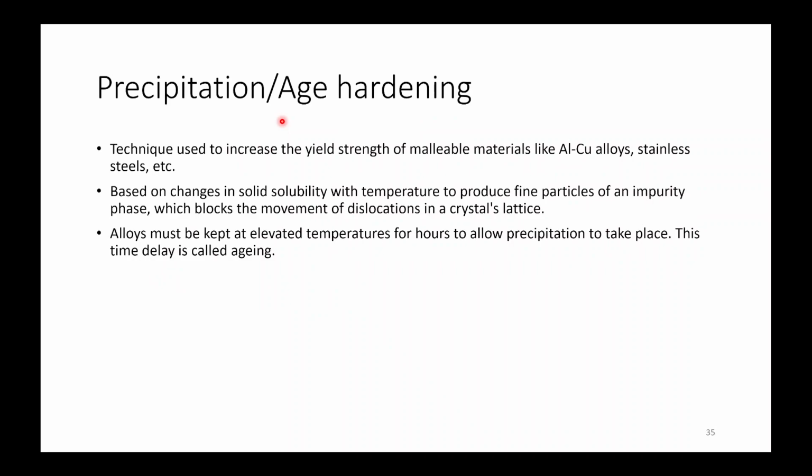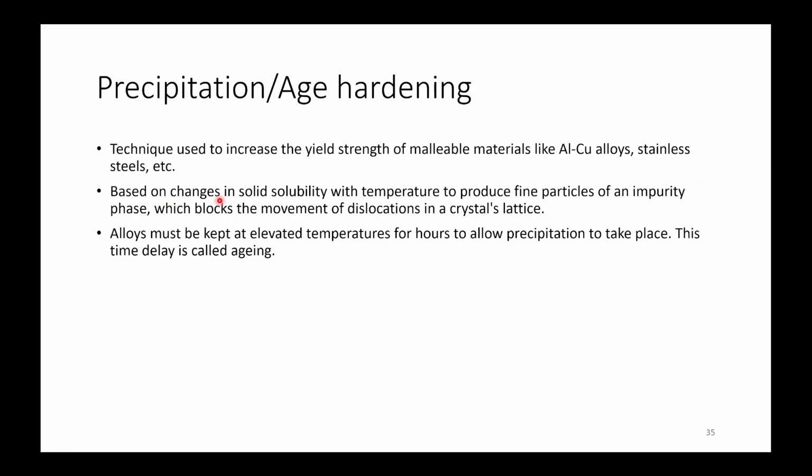Precipitation or age hardening. This technique is used in very few alloy systems because it requires certain conditions in that particular alloy system. It is used to increase the yield strength of malleable materials like aluminium-copper alloy, stainless steel and certain alloys.